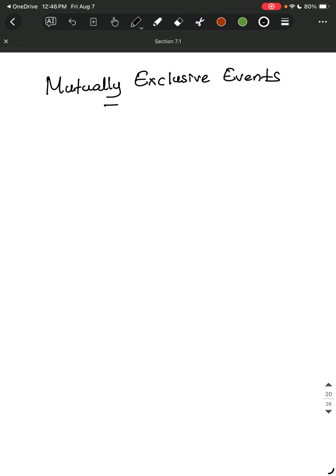So, now let's introduce an important probability term. Two events are mutually exclusive if they cannot occur at the same time. Mathematically, we say that A intersection B equals empty. Another word for mutually exclusive is disjoint. I hope you remember that. We discussed disjoint sets in chapter 6.